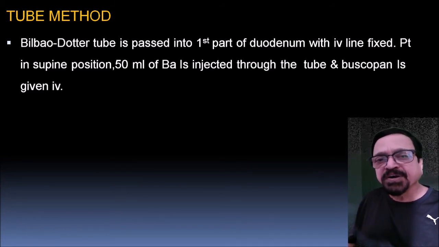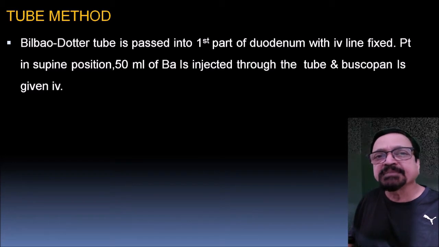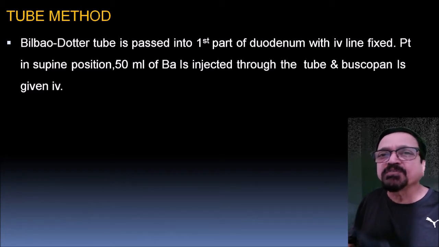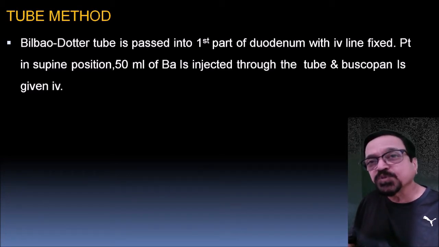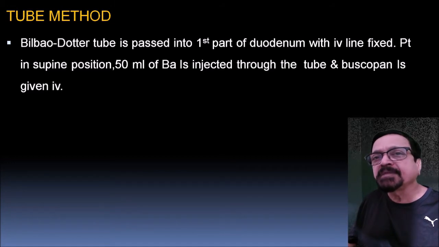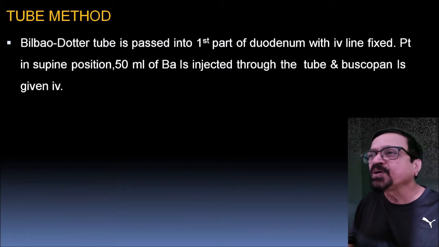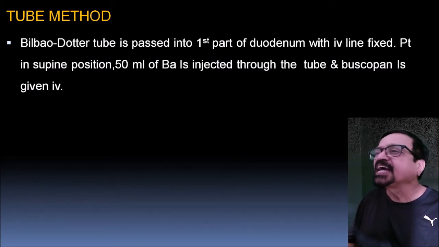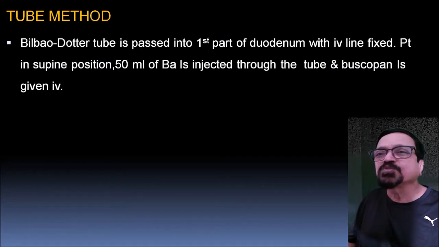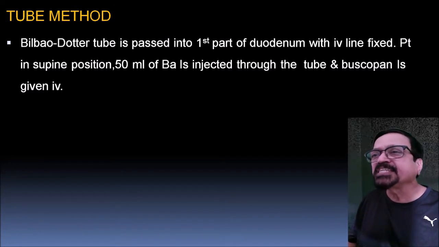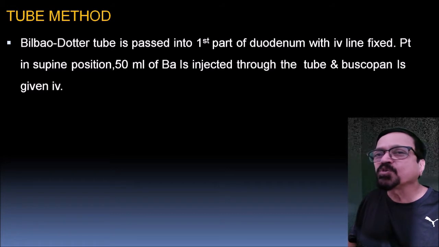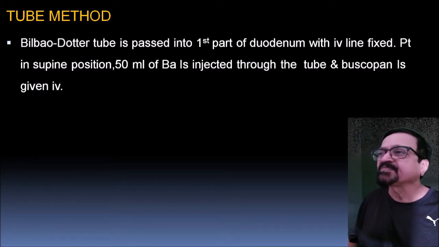Sometimes some people prefer another method because with barium filled in the stomach, the duodenum will not be visualized properly. So why not put it directly into the duodenum with the help of a tube? The tube used for this purpose is called a Bilbo-Daughter tube, and it is passed into the first part of the duodenum with the help of fluoroscopy. Then the patient is in supine position, 50 ml of barium is injected through the tube, and Buscopan is given intravenously.